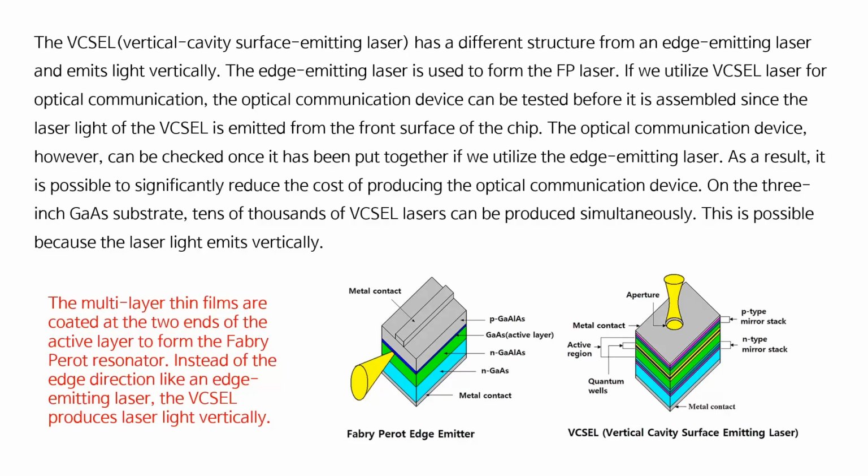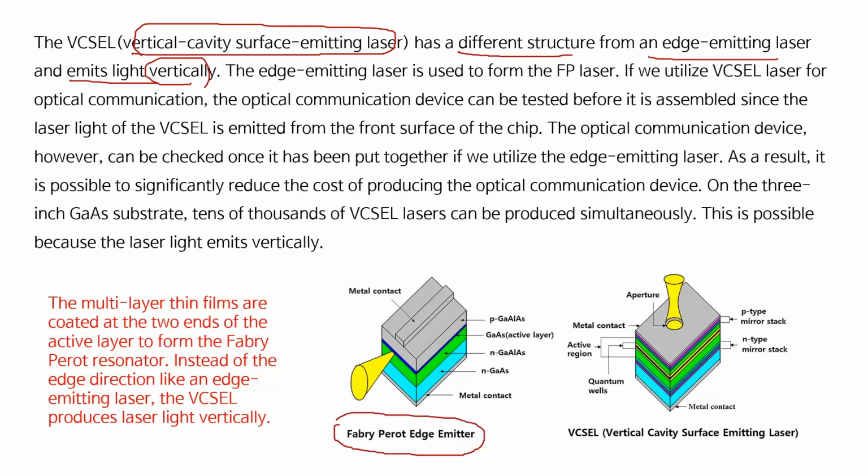The VCSEL, vertical cavity surface emitting laser, we already discussed these lasers, has a different structure from an edge emitting laser and emits light vertically. So this is a peripheral edge emitter laser, and this is VCSEL. In the edge emitter laser, the laser output is coming from the edge, and VCSEL laser output is coming from the surface of the laser this way.